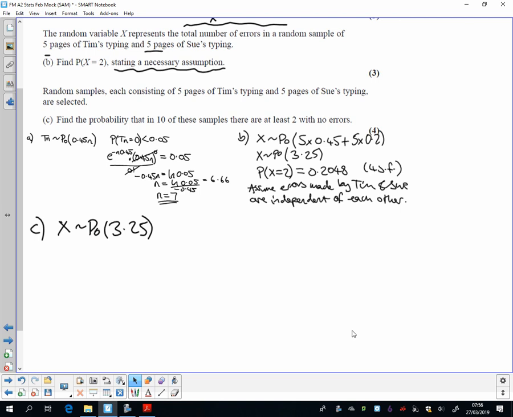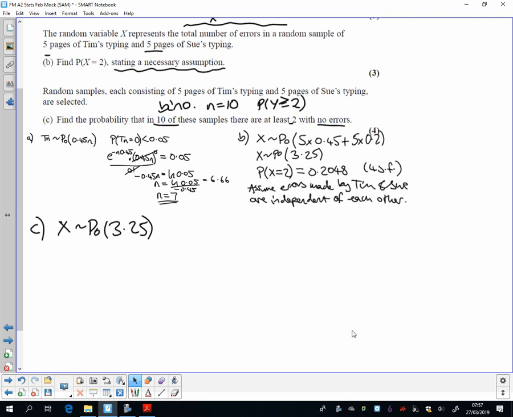Right, so what we want is the probability that in 10 of these samples there are 2 with no errors. Now what's changed here is now we're talking about the number of samples and we're not talking about the number of errors. So this is now changed and we're now talking about a binomial distribution. We've got 10 trials and we want the probability that there are at least 2, y is greater than or equal to 2, with no errors.